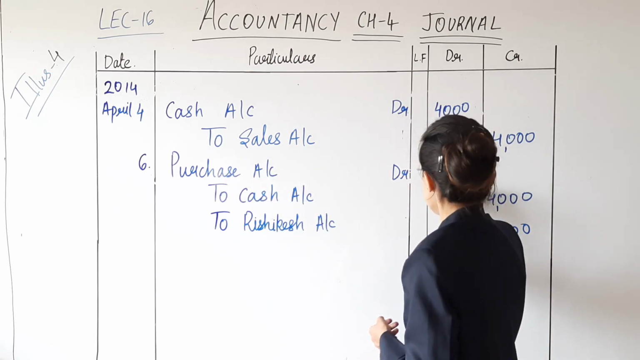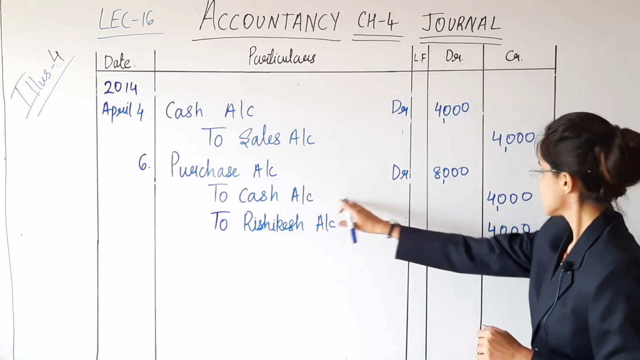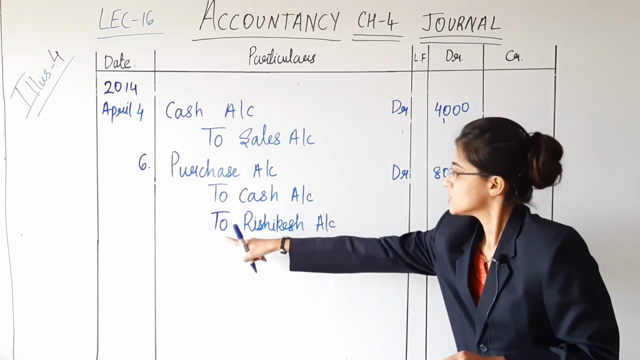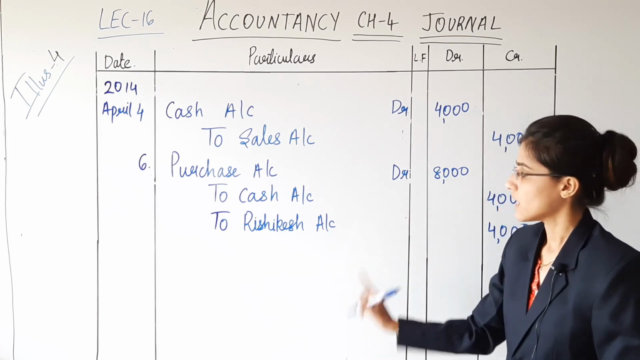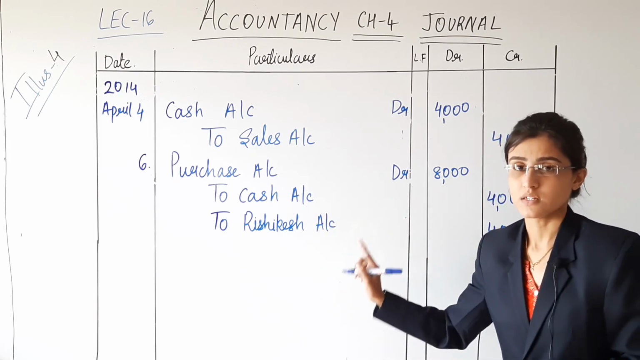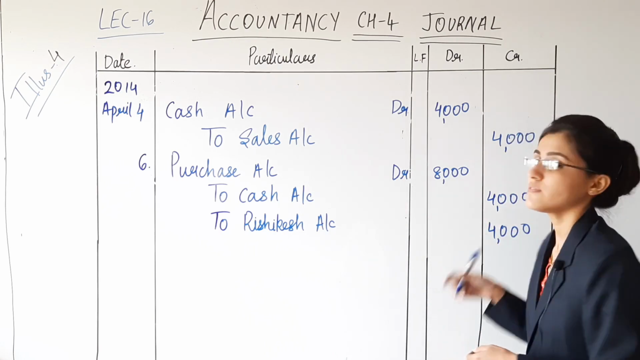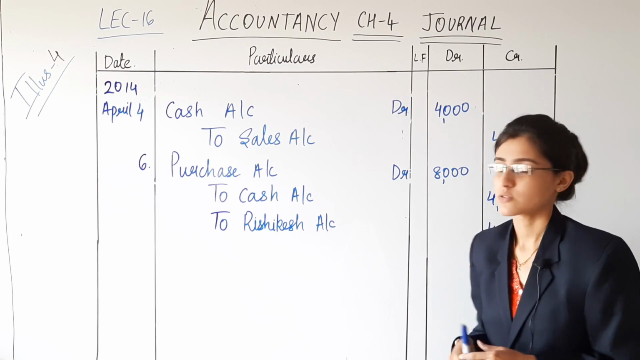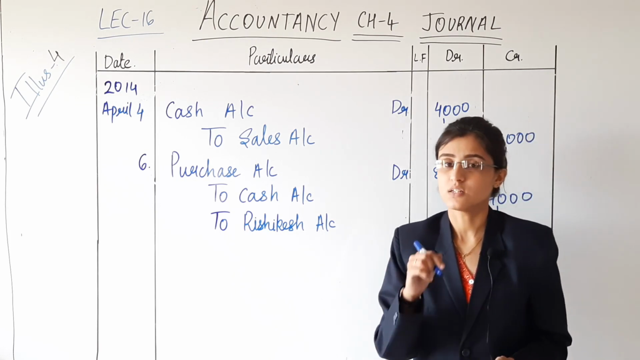Debit what comes in, of which 4,000 I have paid in cash. Credit what goes out. Rishikesh is my creditor and is also a giver, and hence his account has been credited. I am supposed to give him 4,000 still. 4,000 I have given. Yes, so this is a mixture of cash transaction as well as credit transaction.